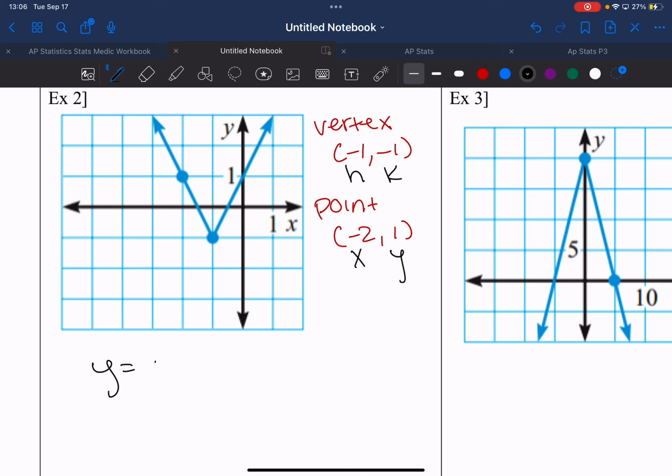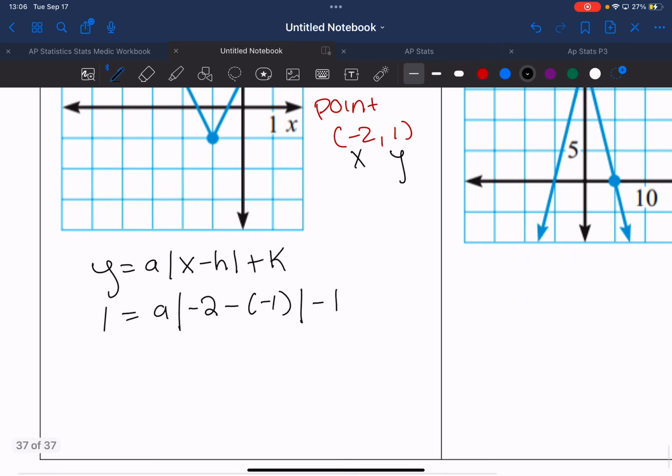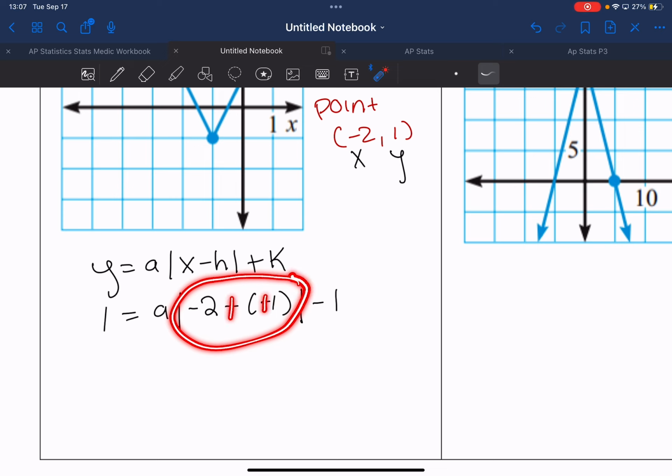So I have y is equal to a, absolute value of x minus h, plus k. Instead of y, I'm going to put 1. So 1 is equal to a, absolute value of -2 minus (-1). Notice how I'm putting my h in parentheses because my form already has a negative in front of the h. And then plus k, I put -1. So simplifying the absolute value here, I know these are going to go to plus signs. So this is -2 plus 1, which is -1. And the absolute value of -1 is 1.